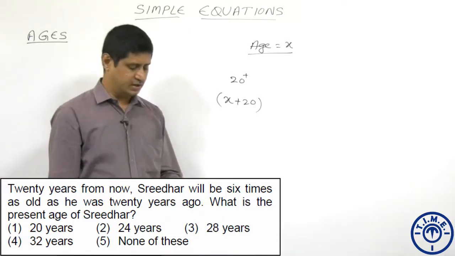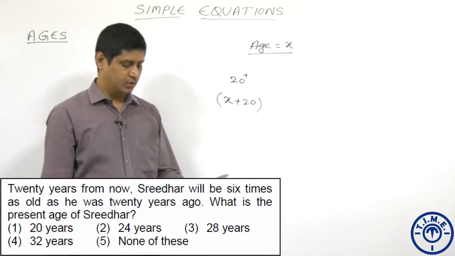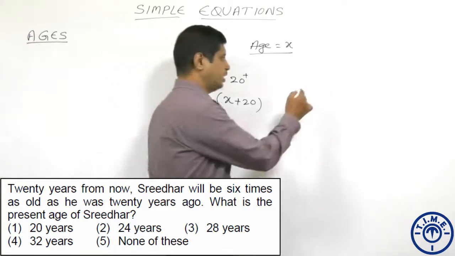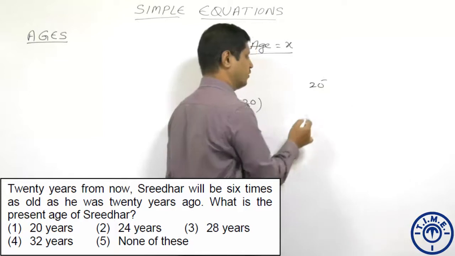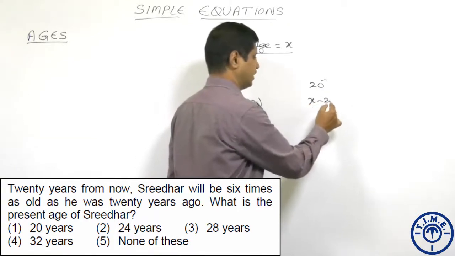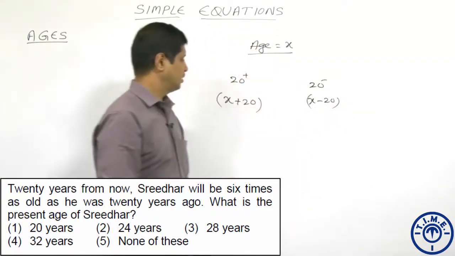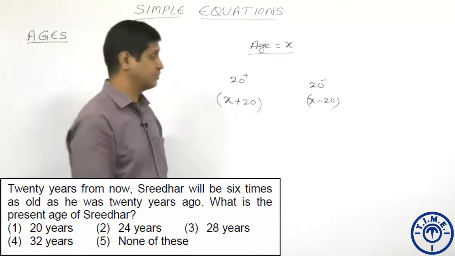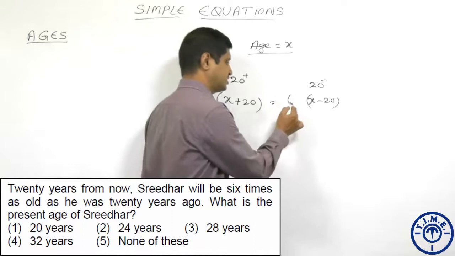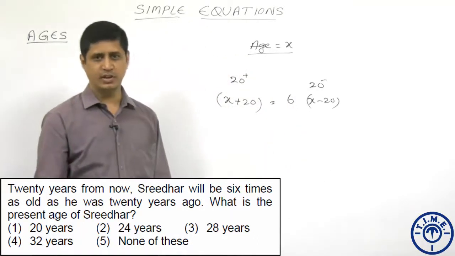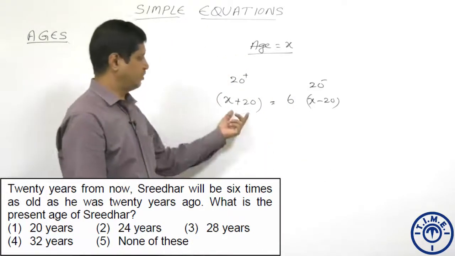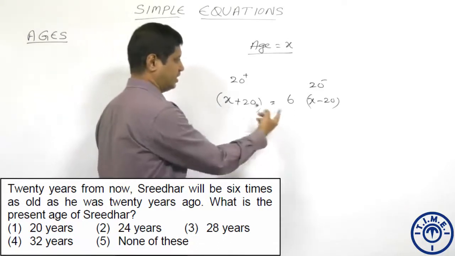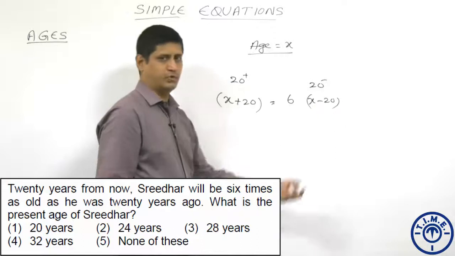What about the comparison here? 6 times the age 20 years ago. 20 years ago means x minus 20. The value x plus 20 is 6 times the value of x minus 20, meaning 6 times the age 20 years ago. Simplify this, what is the result? So, x plus 20 equals 6x minus 120.